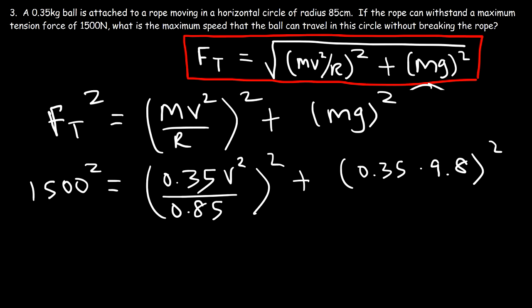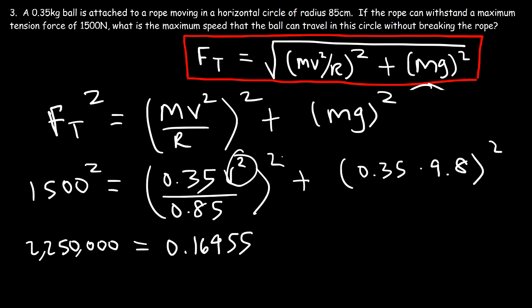Now 1500 squared, that's a big number. That's 2,250,000. 0.35 divided by 0.85, that's 0.411. Well, let me square it too, so I could just make this a lot easier. It's like 0.41176 and then it repeats. Once you square it, you're going to get 0.16955. And then v squared squared, that's going to be v to the fourth power.